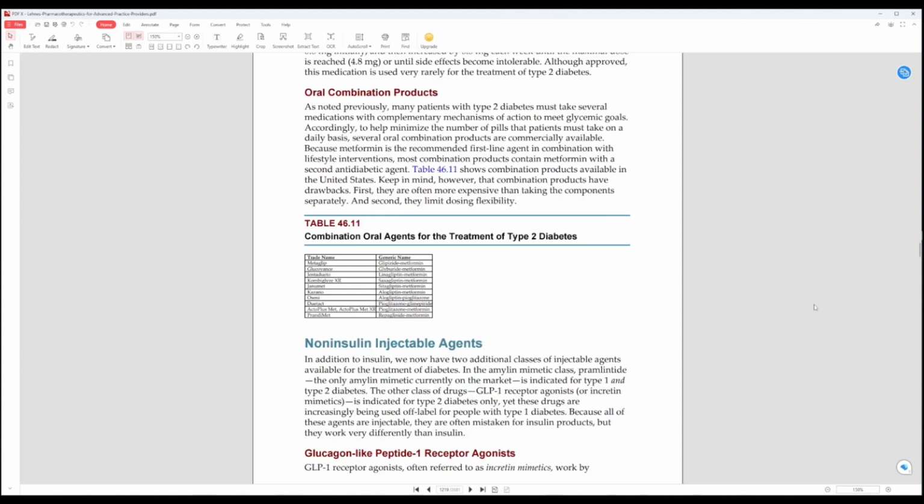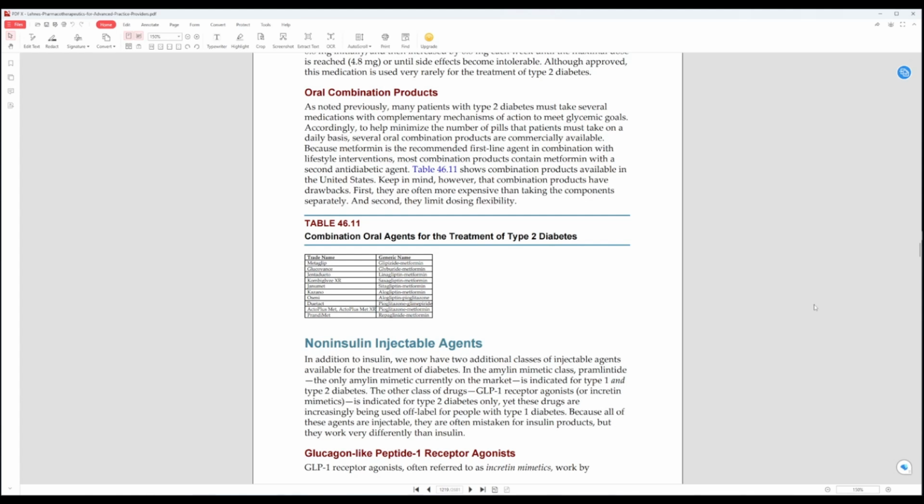So, oral combo products. As noted previously, many patients with type 2 diabetes must take several medications with complementary mechanisms of action to meet glycemic control. Accordingly, to help minimize the number of pills the patient must take on a daily basis, several oral combination products are commercially available. Because metformin is a recommended first-line agent in combination with lifestyle interventions, most combination products contain metformin with a second antidiabetic agent. The following table shows a combination product available in the United States.